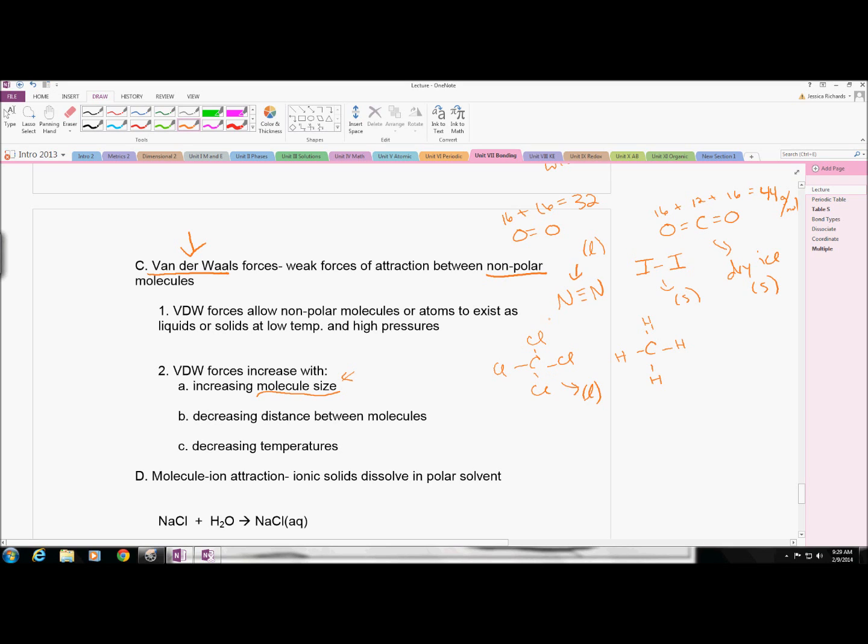Carbon tetrachloride, with each chlorine having a mass of 35, compared to methane, where each hydrogen only has a mass of 1. Carbon tetrachloride is much more massive. At room temperature it's a liquid and methane is a gas.